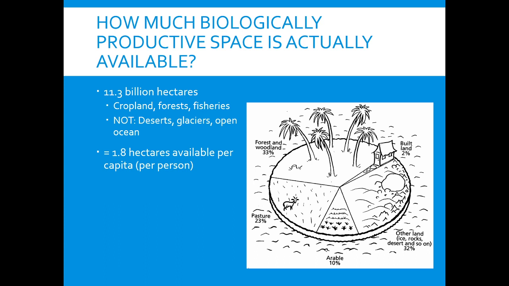Now, how much biologically productive space is actually available on Earth? The current belief is that it's 11.3 billion hectares. This is cropland, forests, and fisheries. This doesn't include deserts, glaciers, or open ocean because there's a lot of area that we can't use. So this gives us about 1.8 hectares available per person in the world.